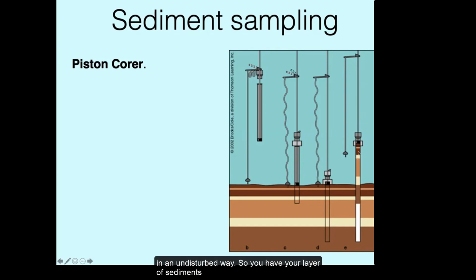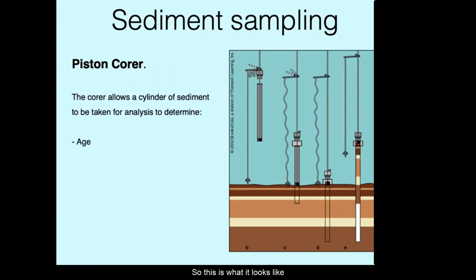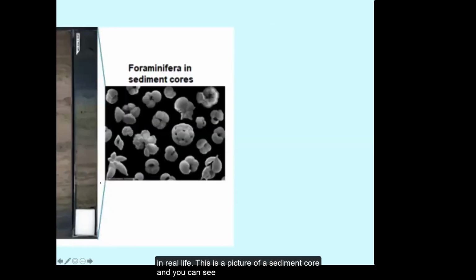So you have your layers of sediment indicated here by the different shades of brown, and each of those layers will have a different distribution of the foraminifera. This is what it looks like in real life. This is a picture of a sediment core, and you can see the different bands of sediment, and each of those bands has different species of foraminifera, as you can see here in the picture.